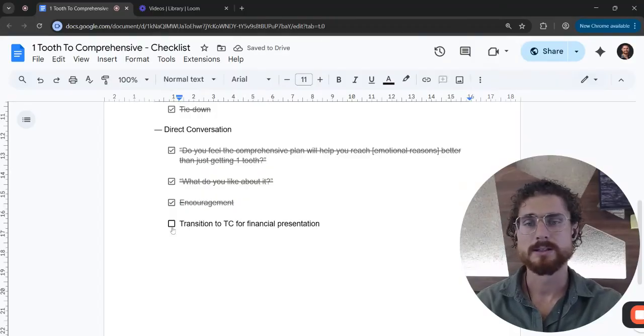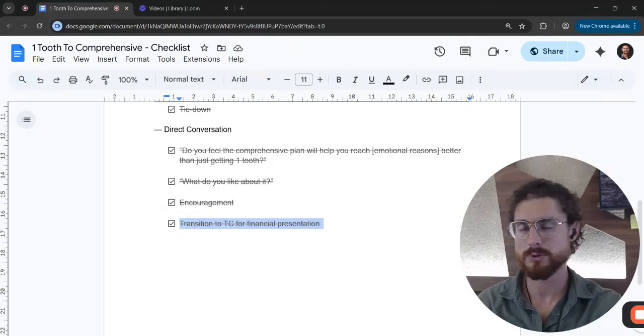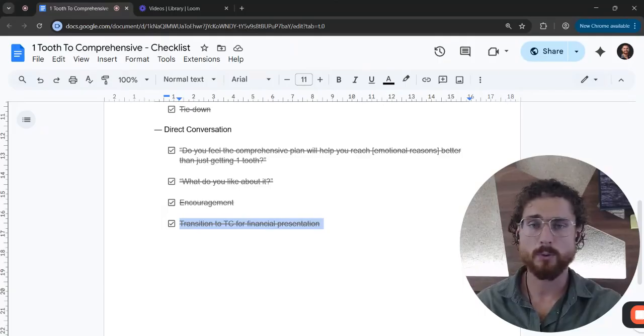Then after that, smooth, simple, easy, just transition to your treatment coordinator for the financial presentation, right? So no need to talk about money. Say, okay, my treatment coordinator is going to come in and they're going to walk you through the financial conversation. So that's the process, right?